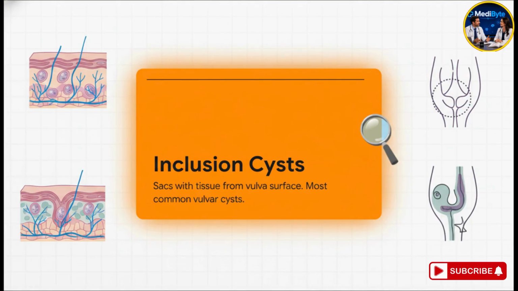Let's break down the most frequent type you might encounter. Vulvar inclusion cysts. Think of these as small sacs containing epithelial tissue, and epithelial tissue is essentially just tissue from the surface of the vulva itself. While they are definitely the most common cysts found right on the vulva, it's also worth noting that these can sometimes develop inside the vagina as well.